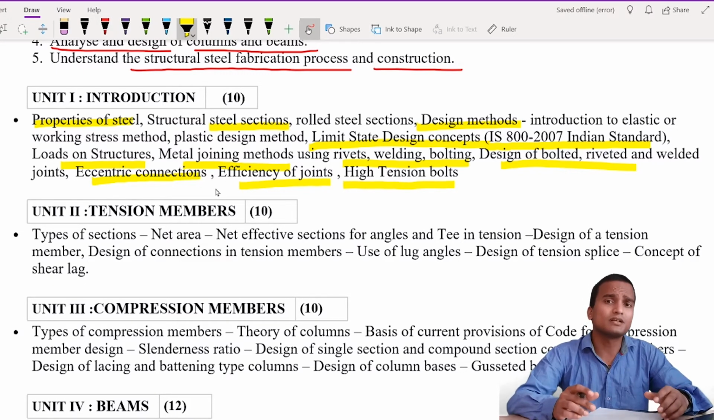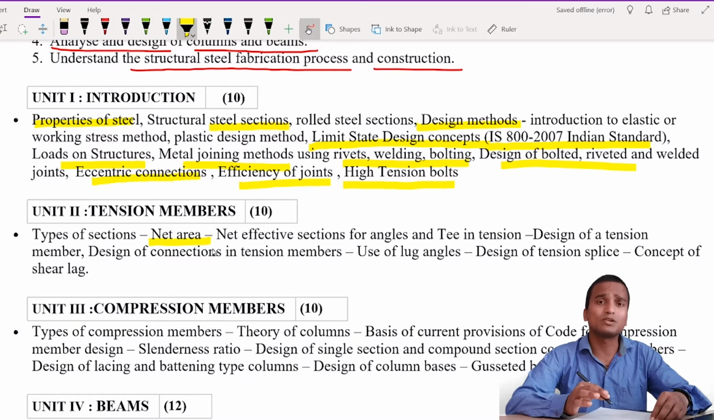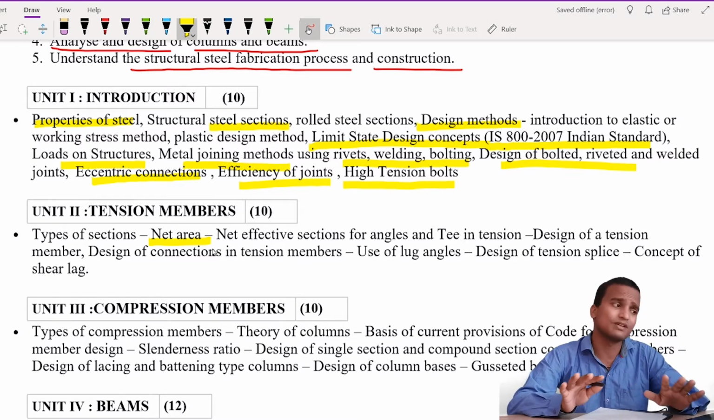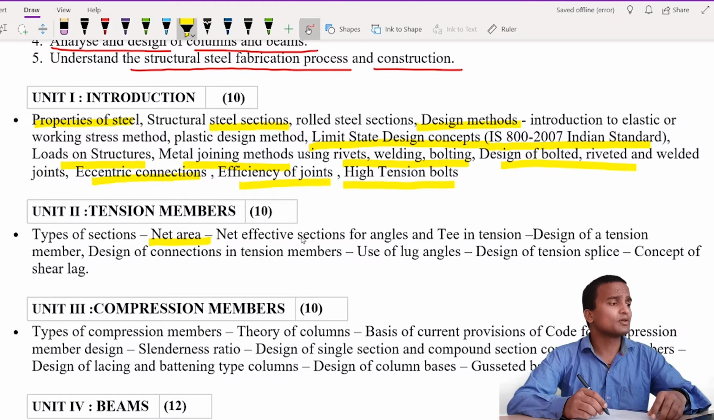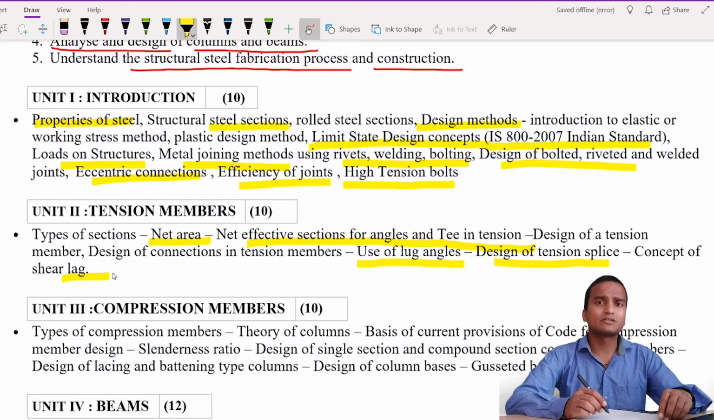And the second unit is tension members. Here we learn to calculate the net area. If you learn this calculation of net area, you will learn the design of tension members very easily. We also learn to calculate the net effective sectional area for angles and T's in tension, use of lug angles, tension splice, and the concept of shear lag. All these three terms I will discuss in the second unit.